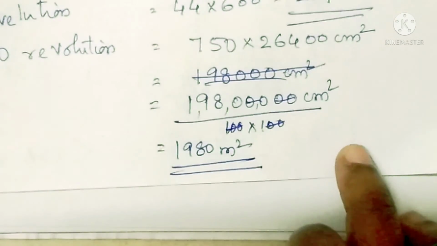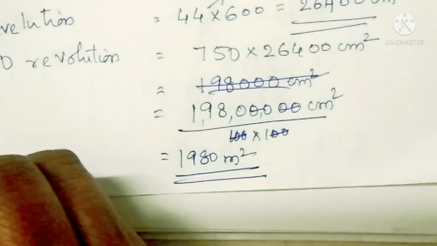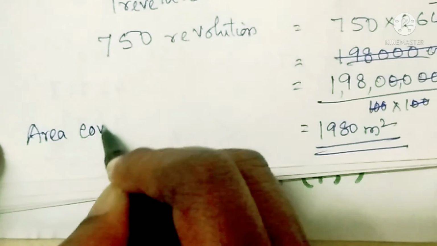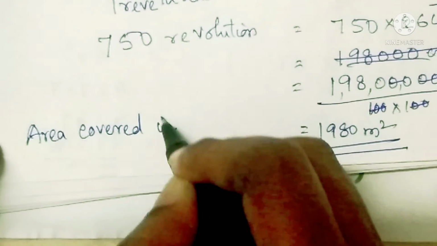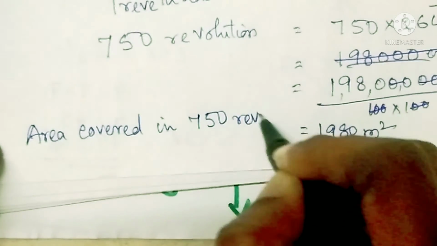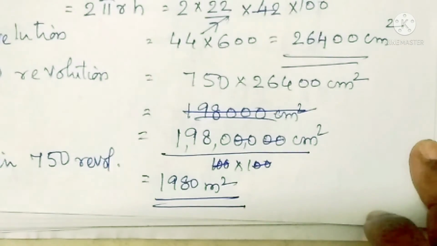The area covered by, how will you write the step? Area covered in 750 revolutions is equal to 1980 meters square.